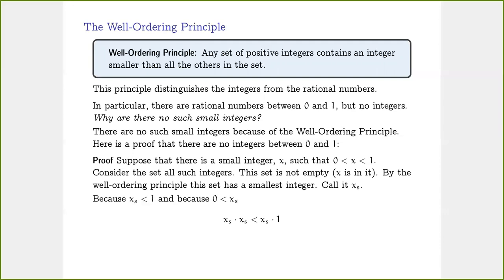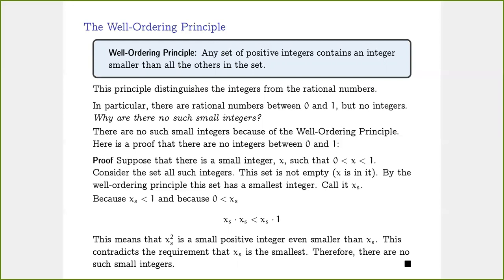Because x sub s is less than 1, and because it's greater than 0, so it's positive, we can multiply both sides of the first inequality, x sub s less than 1, by x sub s itself. So we get x sub s times x sub s is less than x sub s times 1. That's x sub s squared is less than x sub s. This means that x sub s squared is a small positive integer, even smaller than supposedly the smallest one, x sub s. This contradicts the requirement that x sub s is the smallest.